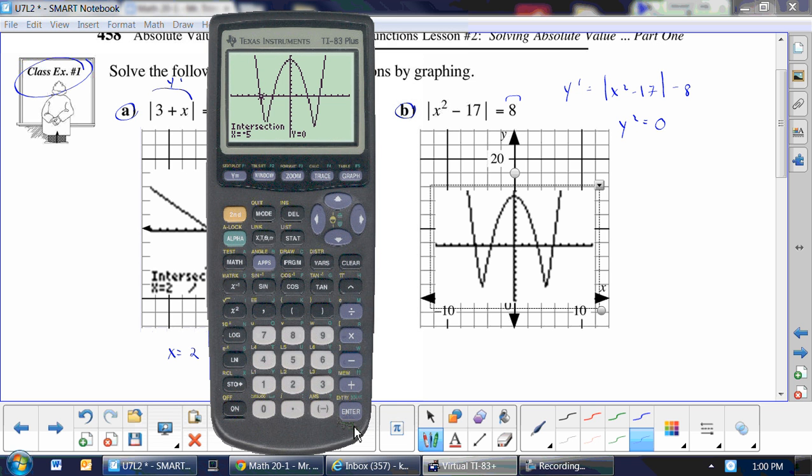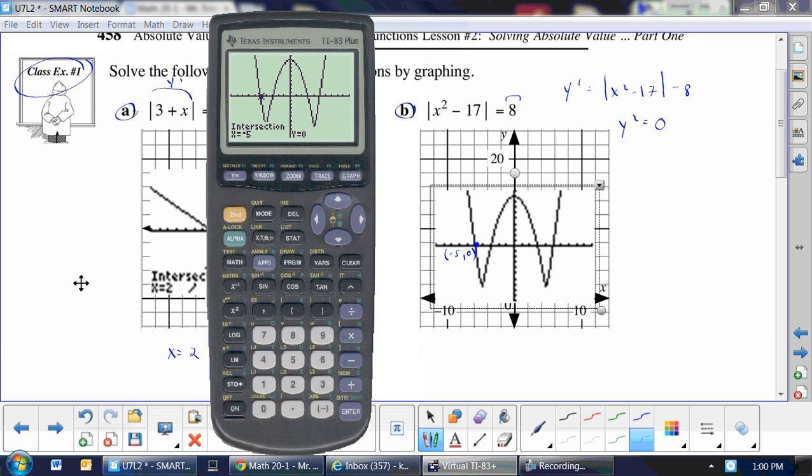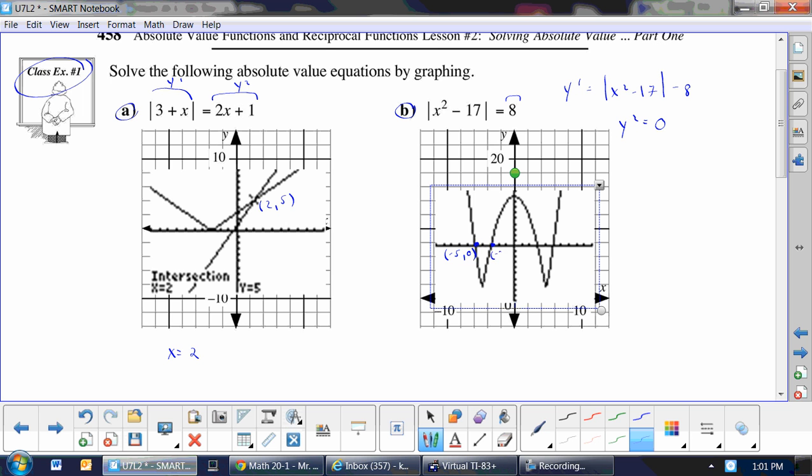We have four different intercepts, and I usually work from left to right just so I can keep myself organized. So we get negative 5, and then for the second one, second trace, intercept. We get negative 3 and 0. Here we'll find that we get positive 3 and 0, and a 5 and 0. So we get x is equal to positive or negative 3 and positive or negative 5. Second trace, intercept. Are you moving your blinker? Remember, you have to move it close to where that intercept is.